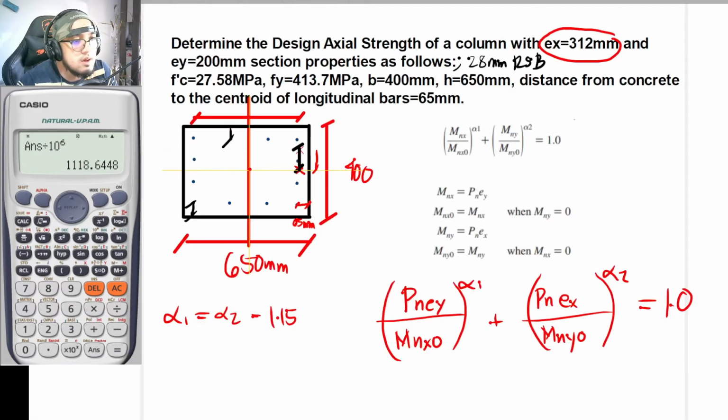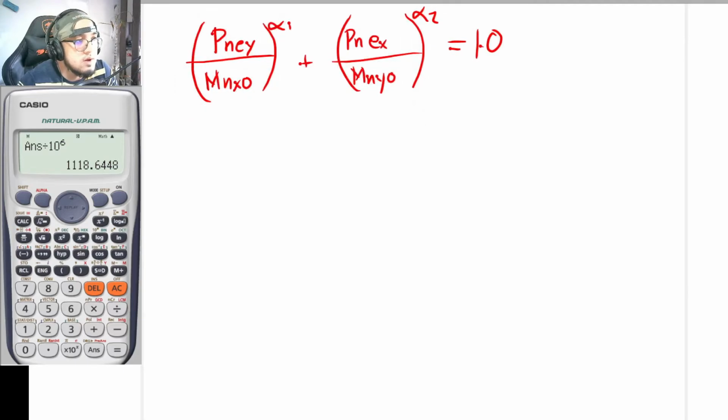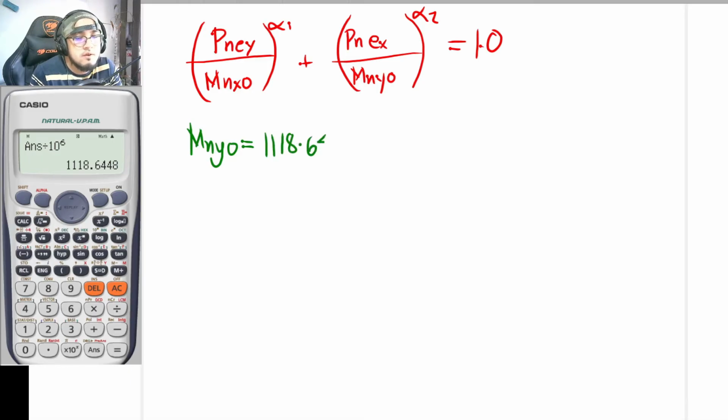So, i-copy ko lang to our next slide. So, for our MNYO, that is basically 1118.6448 kilonewton meter. So guys, huwag niyong kakalimutan yung units nyo. If for example, gusto nyo Newton millimeter, pwede din naman, basta dapat consistent.